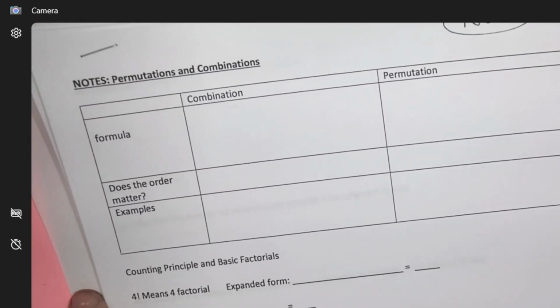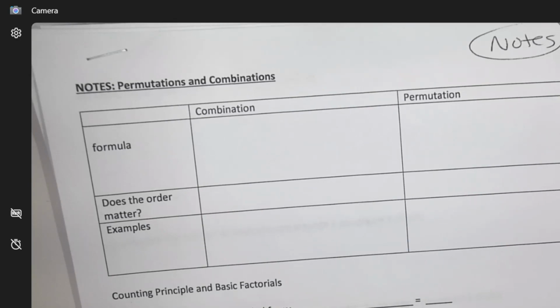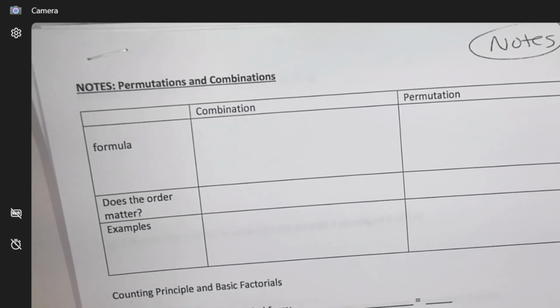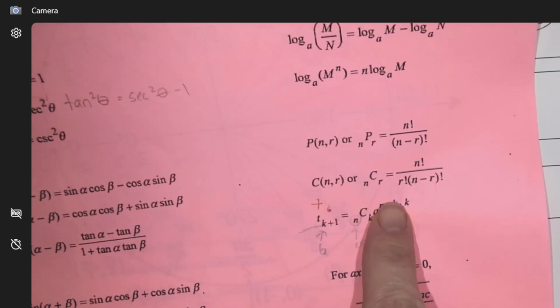Okay, today we're going to start our permutations and combinations counting principles unit. It's something that you will have never seen in math before, so this is all going to be very new to you. Okay, so a combination, you have this thing on your formula sheet right here.